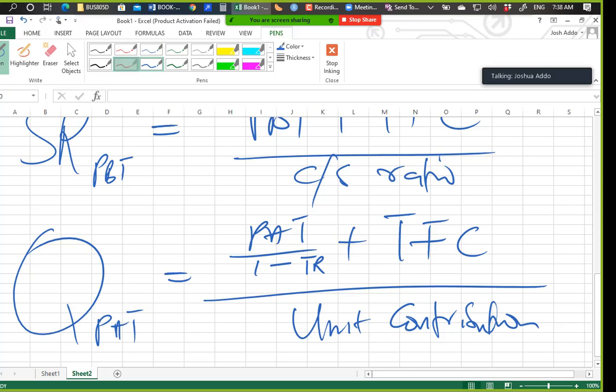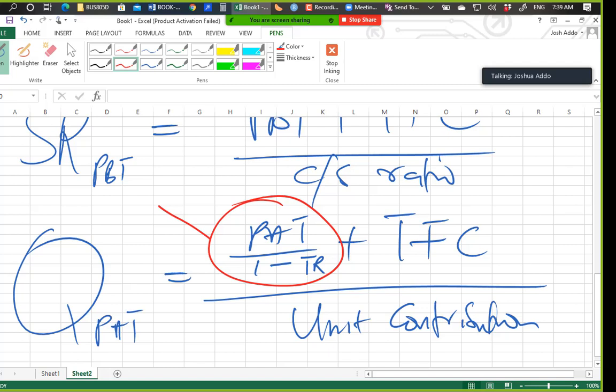And we said that this one is the converted PAT. When you divide the profit after tax by 1 minus TR, you get the profit before tax equivalent of the profit after tax. We discussed all those issues last week. So this is how the formula is. This formula converts the profit after tax to its profit before tax equivalent. And then we even demonstrated it.